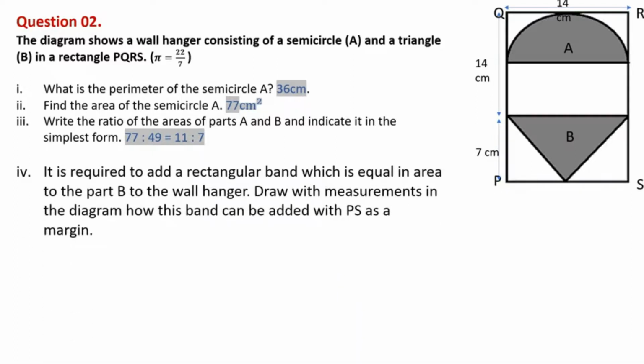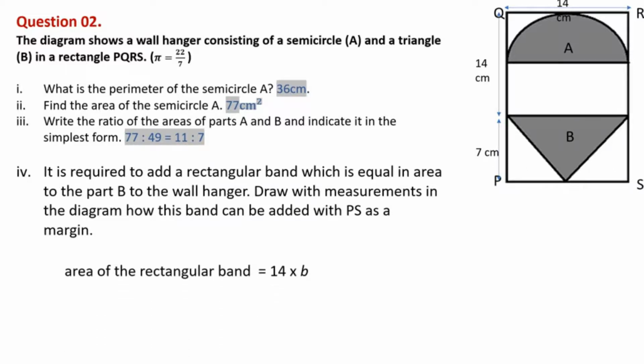The last part of the second question says it is required to add a rectangular band, which is equal in area to the part B, to the wall hanger. Draw with measurements in the diagram how this band can be added with PS as a margin. So if PS is a margin, the length of the rectangle will be 14 centimeters. We have to find out the breadth.